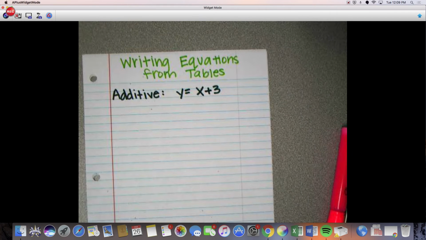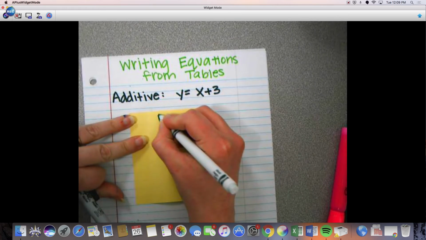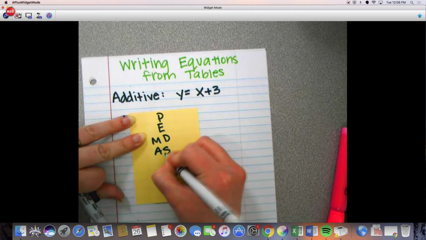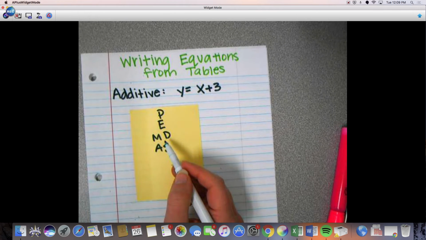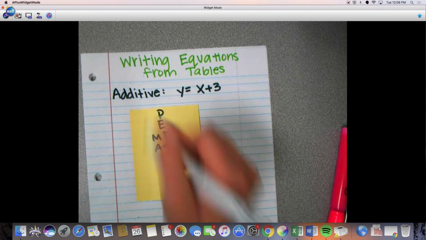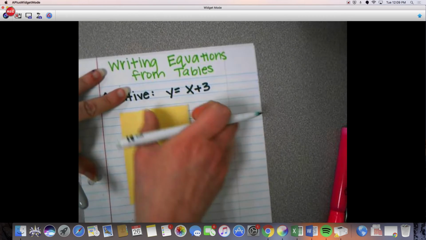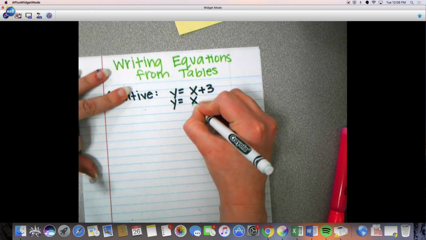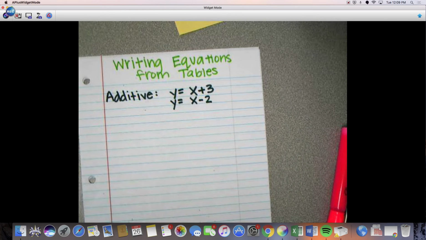Now, as a quick reminder, when we learned PEMDAS this year, we learned to write it like this. The A and the S were even, the M and the D were even. Well, same thing here. An additive relationship can be adding or it can be subtracting. So an additive relationship would still be true if we said y equals x minus 2. Any adding or subtracting we're going to call an additive relationship.